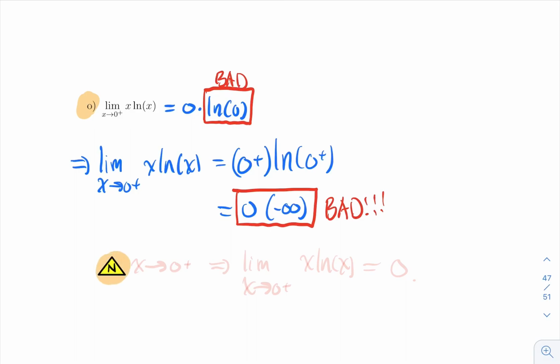Here, you only have to construct one table of values of x's getting closer to 0 on the right side, like for example, 0.1, 0.001, and 0.0001. But you can double check, make your table. The correct guess here, the limit as x goes to 0 plus of x ln of x, the 0 will be stronger in this battle between the product of 0 and minus infinity, and you're going to get 0. Remember, this is just a guess.